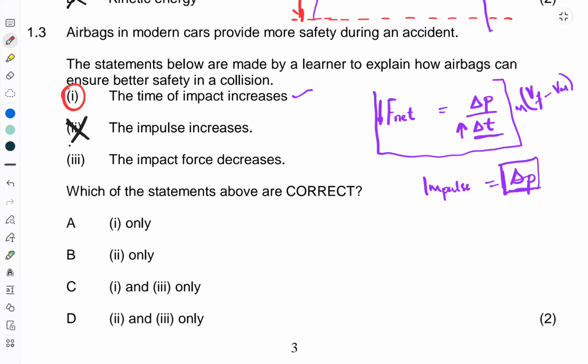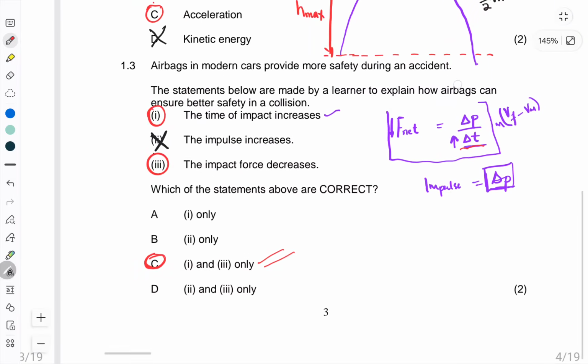After the car crashes, what the airbag does, it slows you down, right? Because of Newton's first law, you will continue moving. If the airbag didn't deploy, you were probably going to hit the dashboard or something. So it slows you down so that it can reduce the impact force. So we explain it using that formula right there. So now this means this one is correct. Therefore, our answer here is the one that will include 1 and 3. Statement 1 and 3. That is C. That's our answer. Okay. So this is how you would go about such a question.